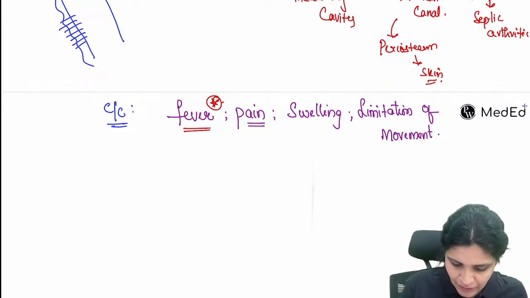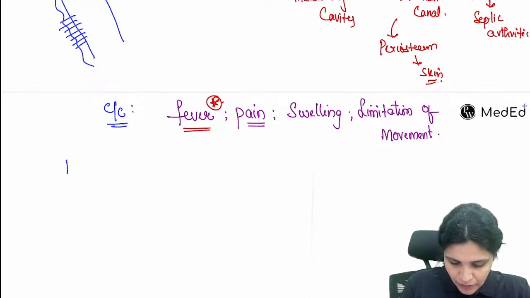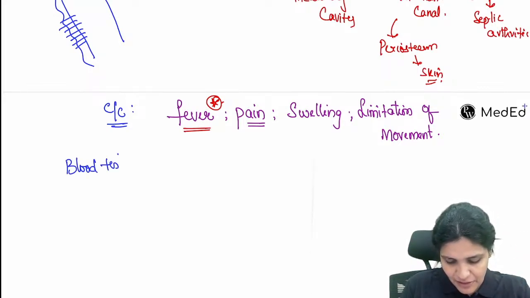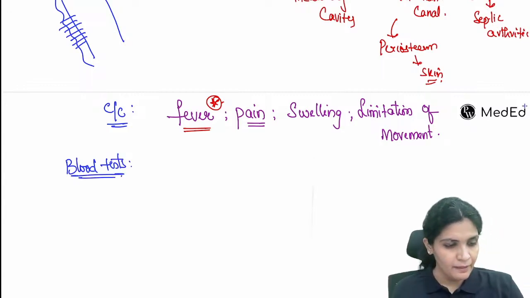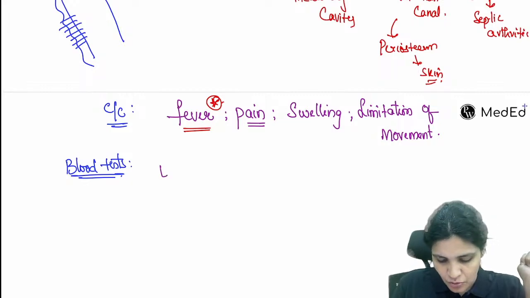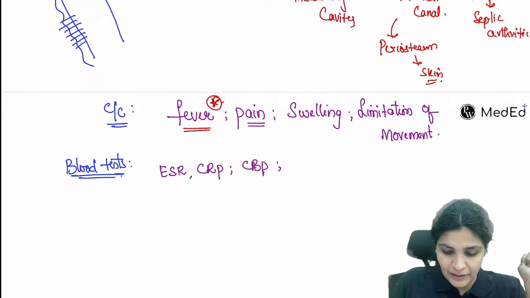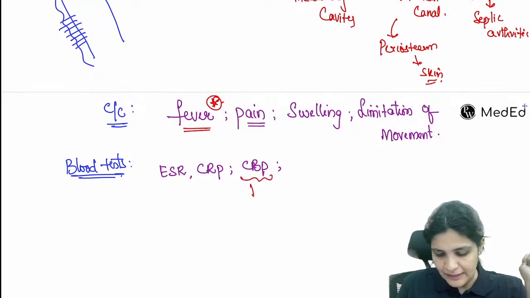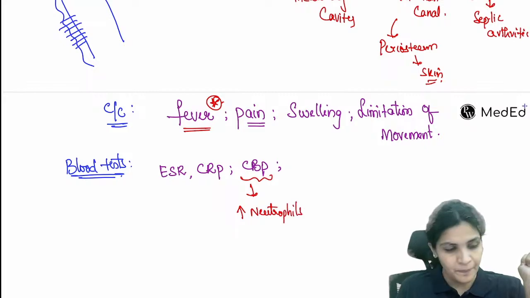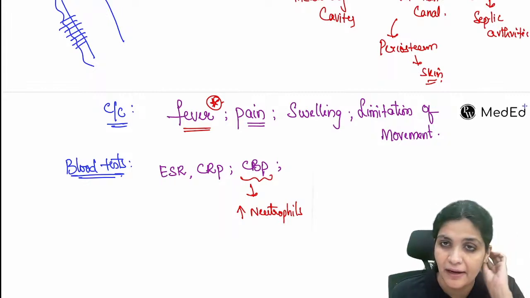And then what do you do? Once they have finished their presentation and come with fever, you take the history first, then do the blood tests. What blood tests do you do? You always start with ESR, CRP, and CBC. In the CBC, you will find raised neutrophils. So ESR, CRP and CBC.